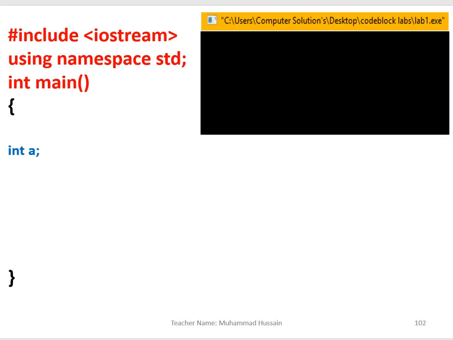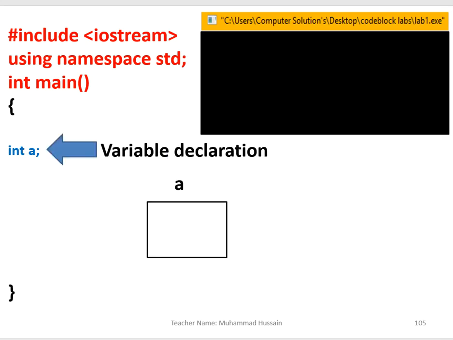Now, if I write integer a here, what is happening technically? It means that in memory there is a block, and this block has a name, which is a. But there is nothing in it, it contains nothing, just because we haven't given it any value. This concept is known as variable declaration.